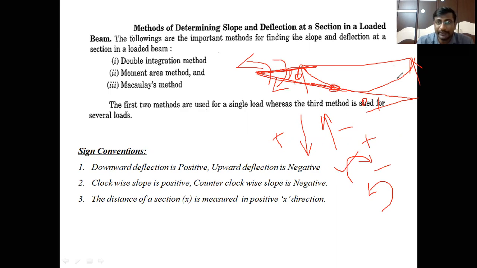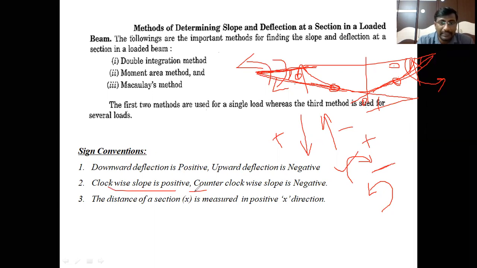If we take this point on the curve and draw the tangent at this point, which makes an angle of theta with the initial position, it is the anti-clockwise direction. Anti-clockwise slope it is. Anti-clockwise slope is taken as negative. From center to left hand side is the positive slope. From center to right hand side is negative slope, which occurs in the simply supported beam when the point load is acting at the center. Okay, clear? That is the sign convention.